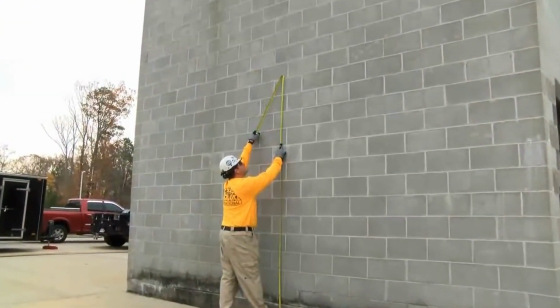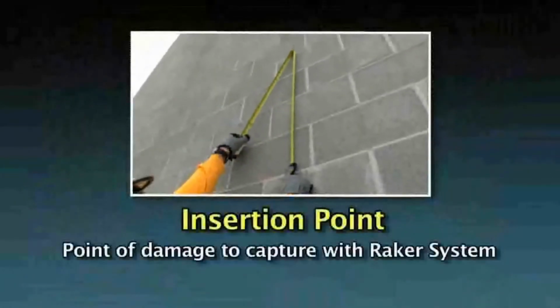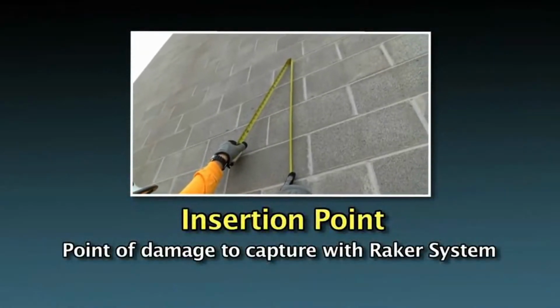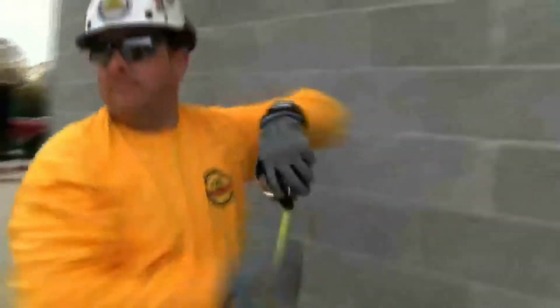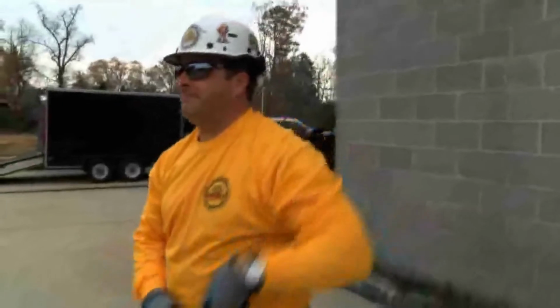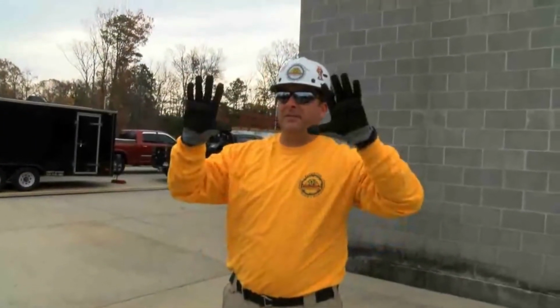Here we are measuring to our insertion point. The insertion point is the point of damage that we are trying to capture with the raker system. At this point, he takes the measurement and relays it to logistics. They will assemble the raker based on this measurement.